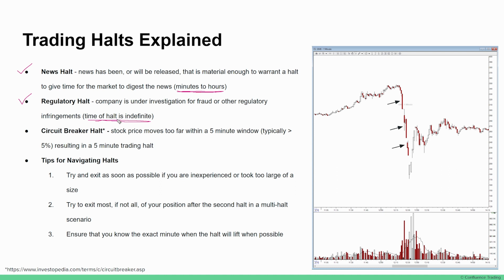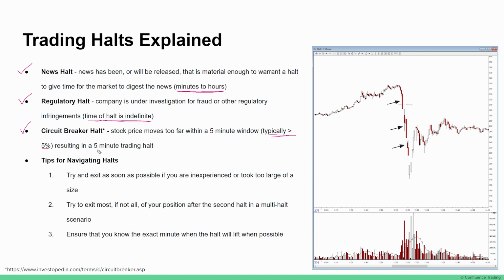The third type, which is by far the most common, is called a circuit breaker halt. And that is when the stock price moves too far, too fast, basically within a 5-minute window. So if it moves more than 5% in 5 minutes, it will result in a 5-minute trading halt. So all pretty clean, makes a lot of sense. You'll know exactly when the stock has halted and you'll know when it's going to reopen.